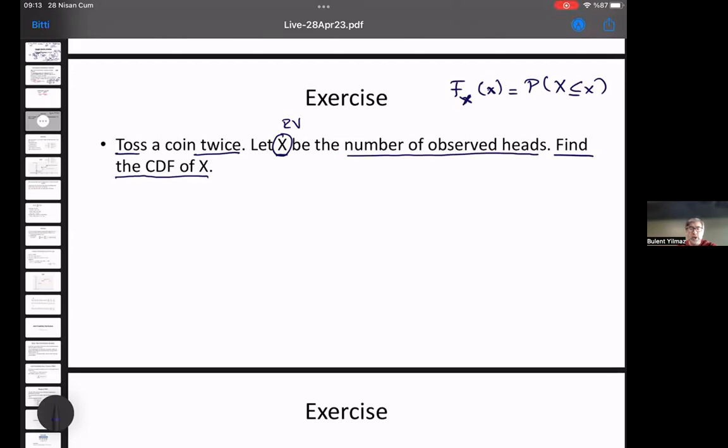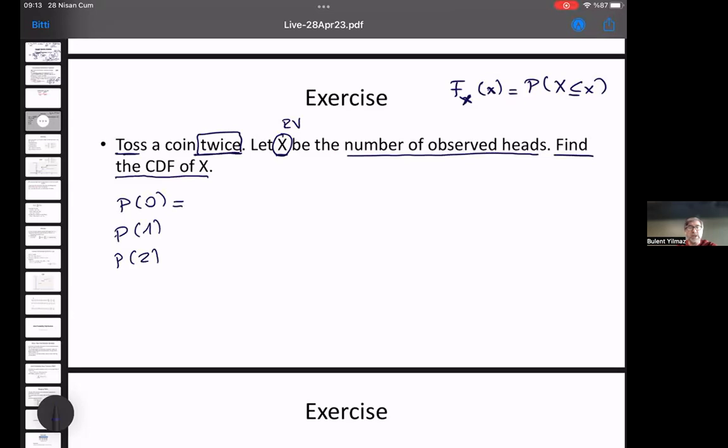Is this a continuous or a discrete random variable? Discrete. This is a discrete random variable because it is the number of observed heads, okay? It can only take discrete values like 0, 1, 2. Toss a coin twice. So I might have 0 heads, I might have 1 head or 2 heads, right? Because I'm flipping it twice.